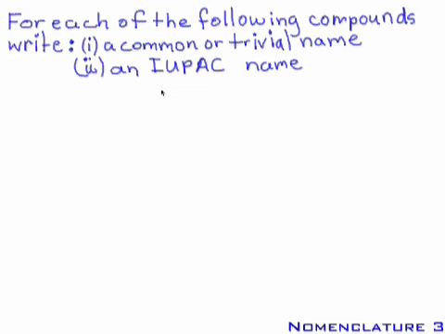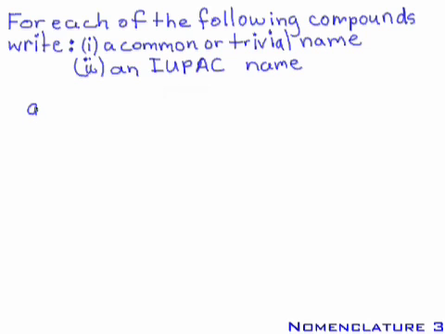This homework problem appears after the alkene section in the handout notes, on page 15 of the nomenclature section, and is a question in which you are given a structure and asked to provide both the common or trivial name and an IUPAC name. And so let us begin.